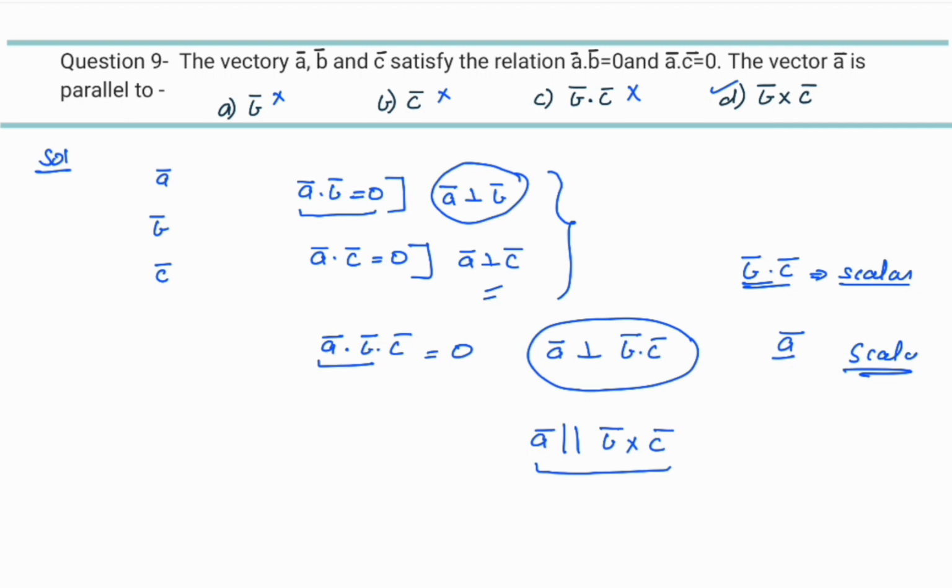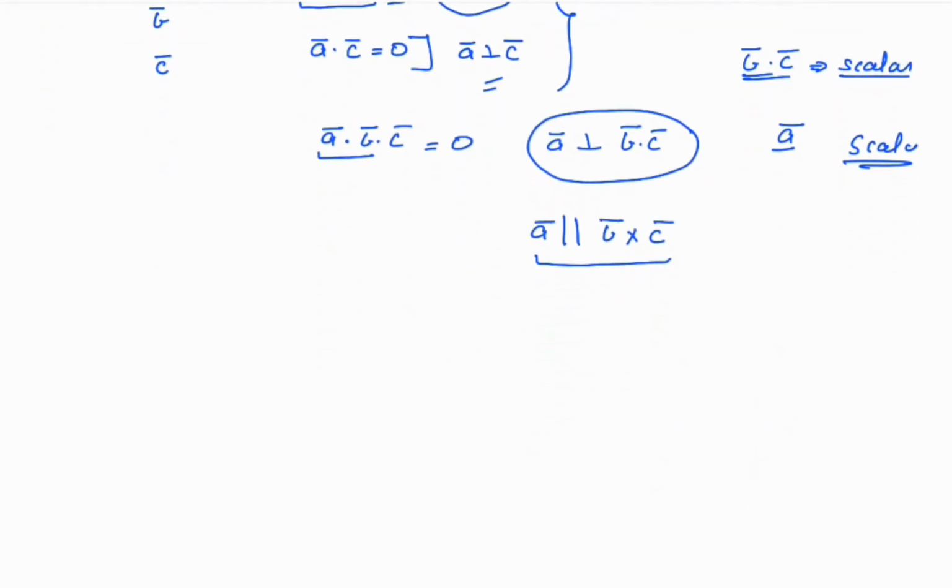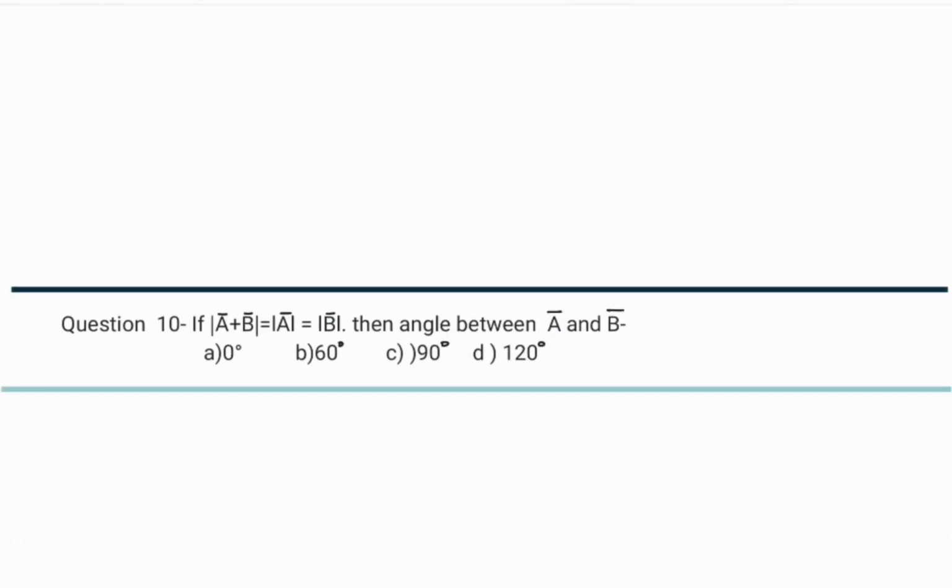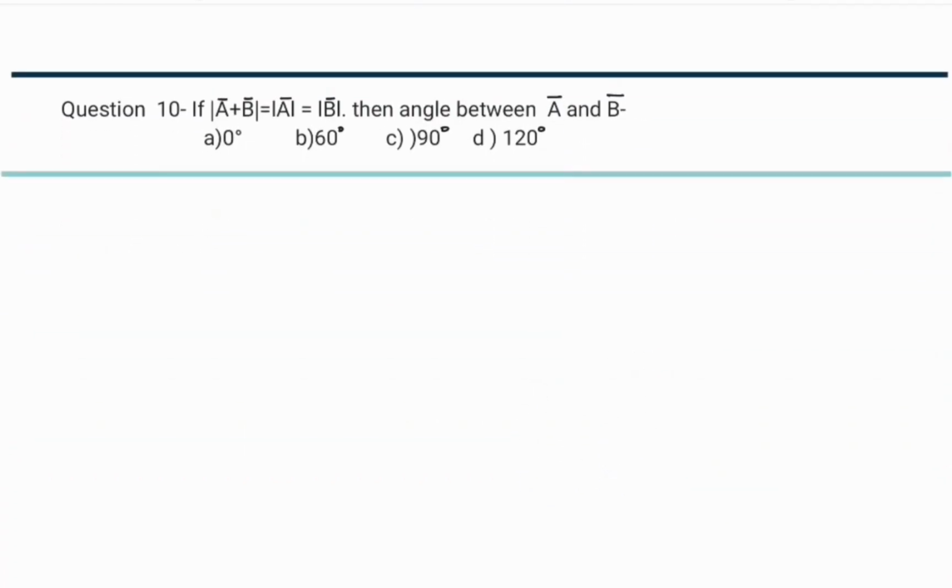Okay, now move to the next question, question number 10. Read question number 10. If the magnitude of vector A dot vector B is equal to the magnitude of A, which is equal to the magnitude of B, then find the angle between vector A and vector B. Let's see, it's very easy. Suppose we are having two vectors, vector A and vector B, as per the given question, and the magnitude of vector A is A and the magnitude of vector B is B. This is the normal convention to write.